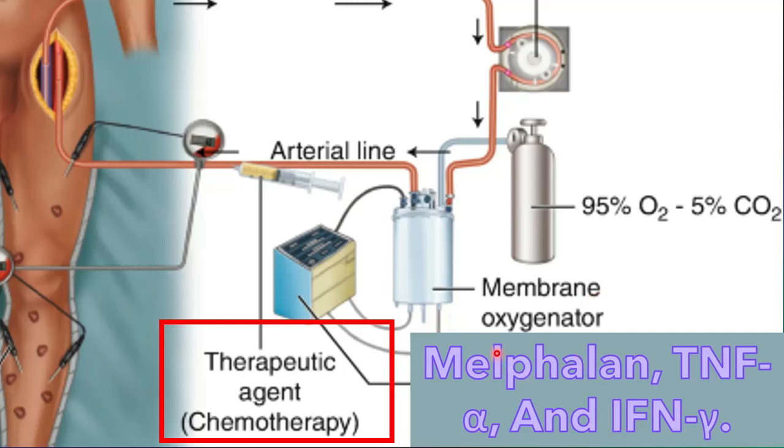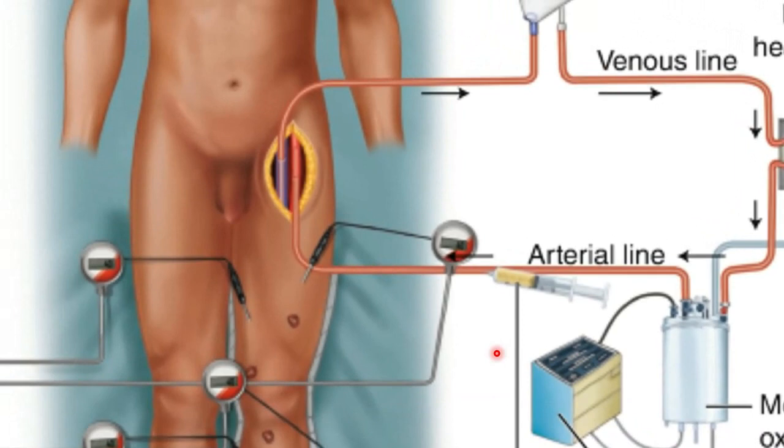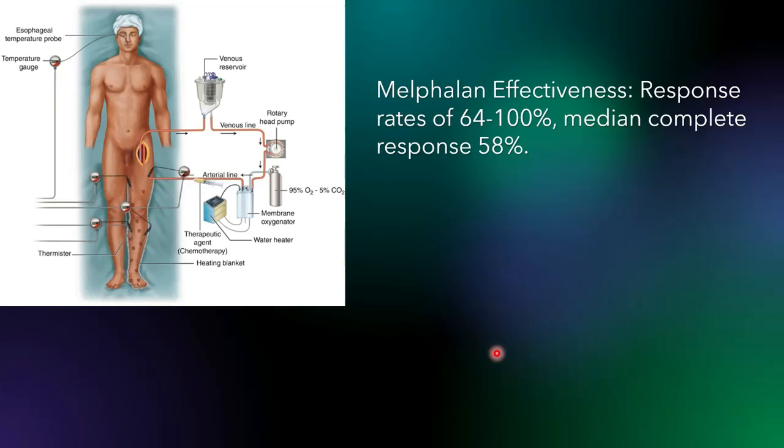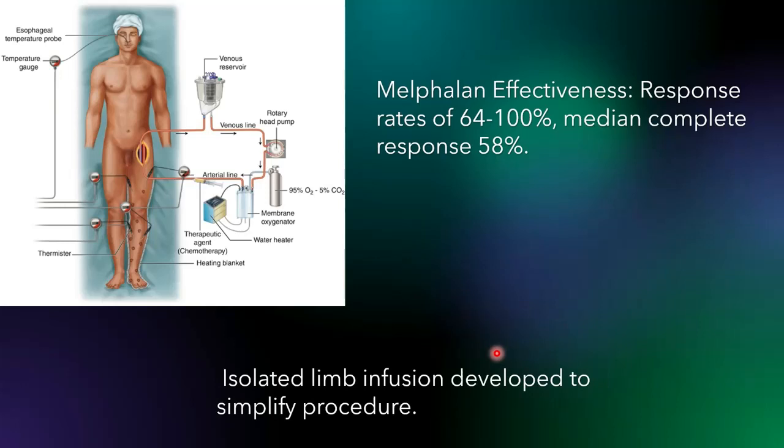All these chemotherapeutic agents can be used in isolated limb perfusion. Melphalan is the most commonly used. Then it is pushed back into the arterial line. So, melphalan effectiveness is high. A response rate of 64 to 100% is seen with melphalan. Median complete response is 58%. Now, isolated limb infusion. We can see that perfusion is a complex procedure. Machinery, perfusionist, surgeon, everything is required.